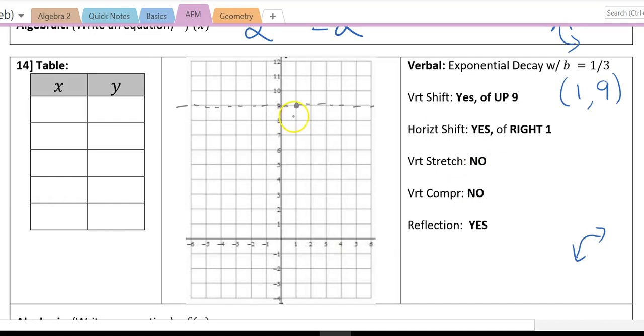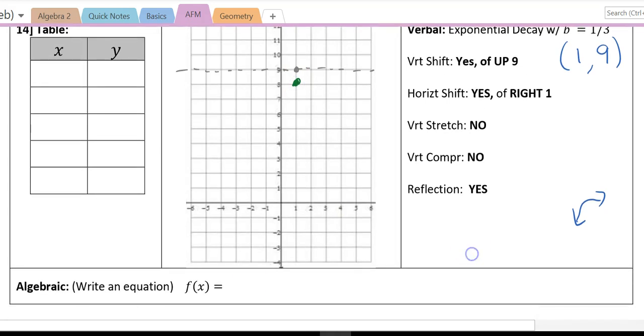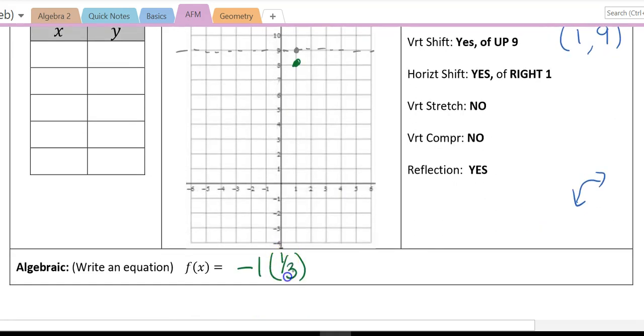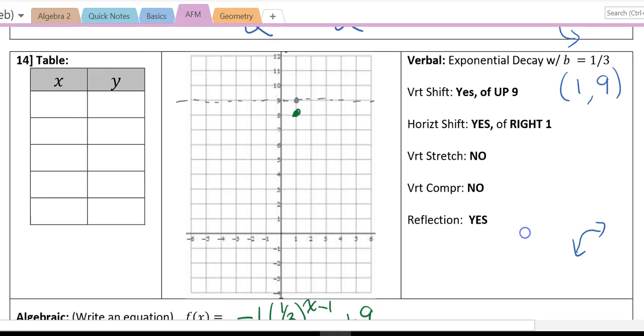No stretch or compression, so I'm going to go down 1. There is a reflection, that's why I went down 1, so the a value is negative 1, or you can just leave it as negative on the outside. It said that it's 1/3, so I can put that in. I've got x, went right 1, so minus 1, and then plus 9, up 9. So it's 3, so I've got to have this shape.